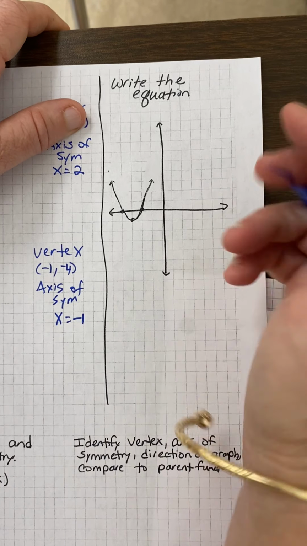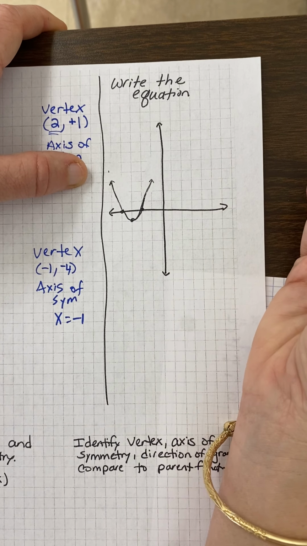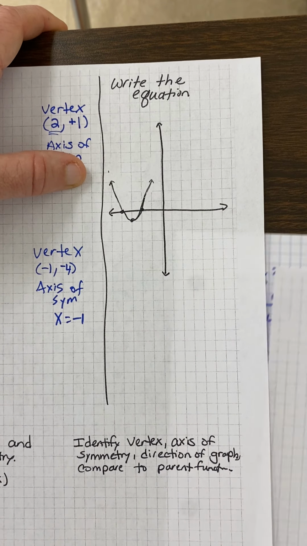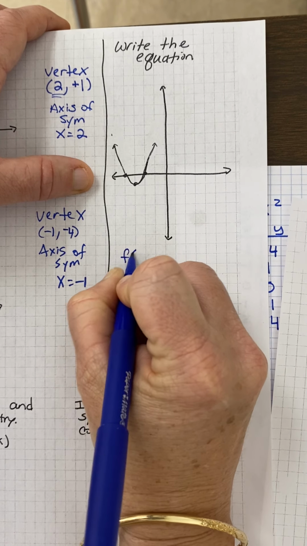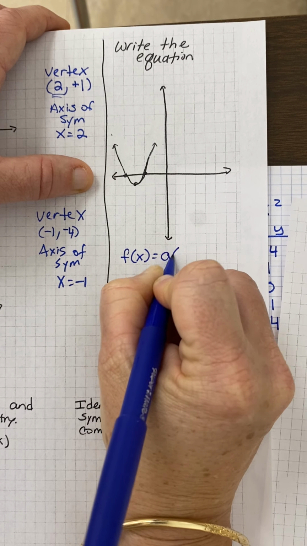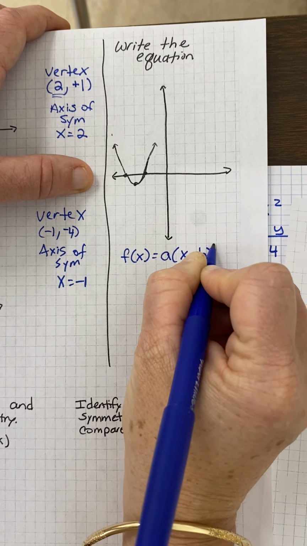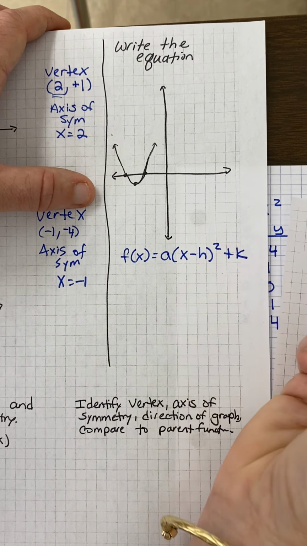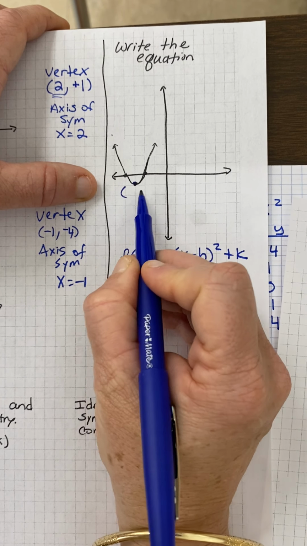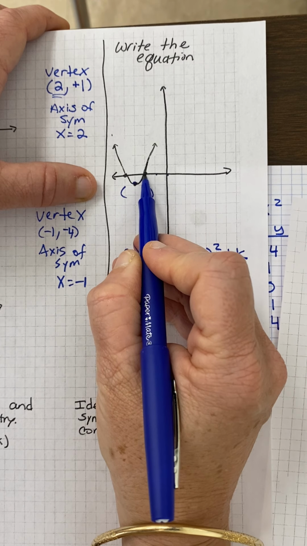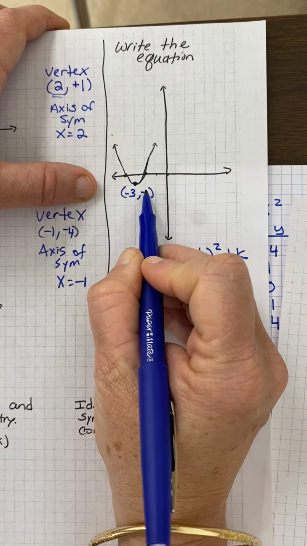Okay, so now what I want you to do over here is come up with the equation. Well, this used to stress me out until I learned about vertex form. So f of x equals a(x minus h) squared plus k. All right, the first thing I'm going to talk about is the vertex. What are the coordinates for this vertex? 1, 2, 3, -3, -1.